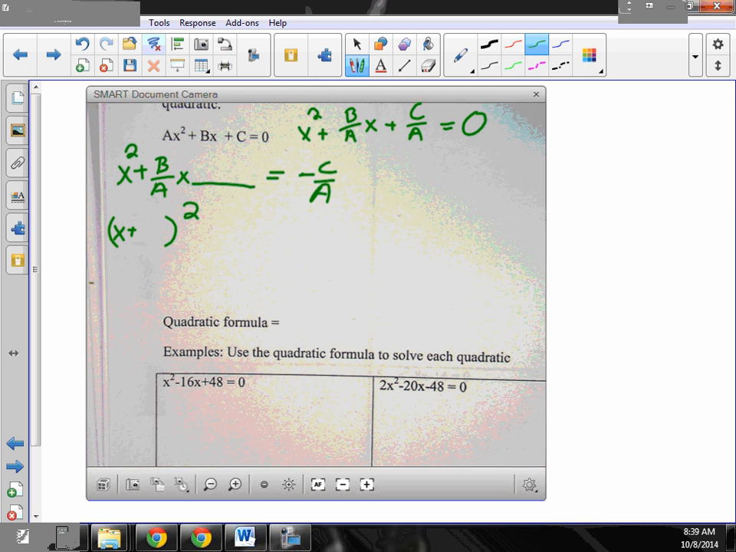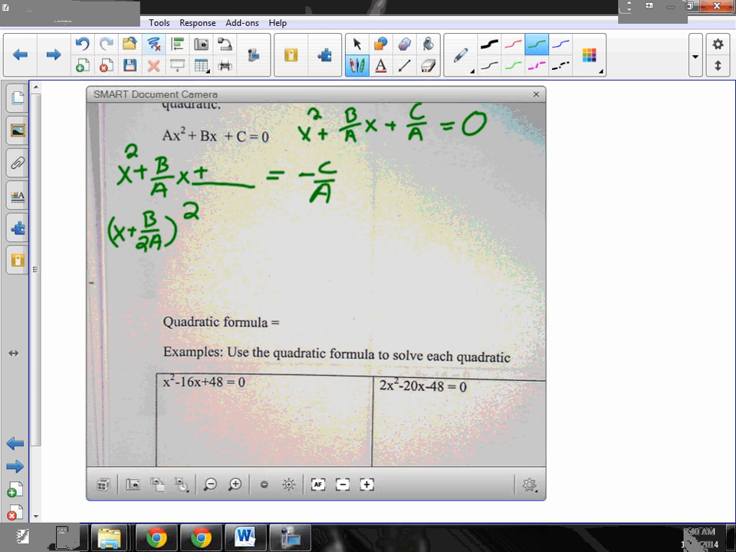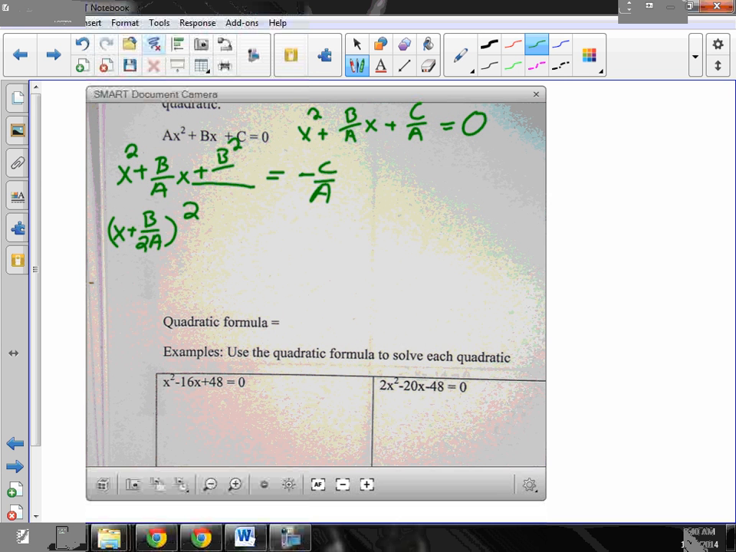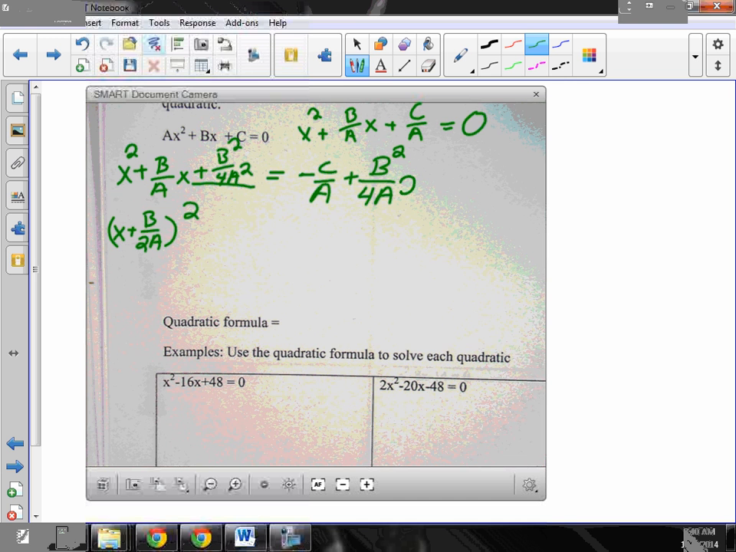How do you cut a fraction in half? Double the denominator. So it's now b over 2a. If my factor is b over 2a, what would my perfect square be? B times b, which is b squared, over 2a times 2a, which is 4a squared. So I'm going to add b squared over 4a squared.